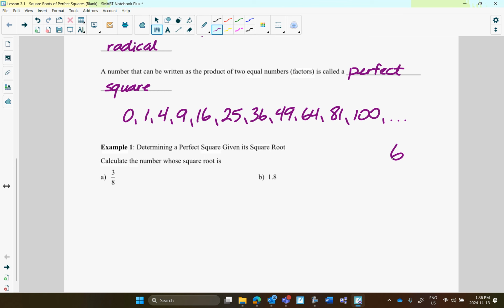36. How can you figure that out? Just go 6 times 6. What number, when I take the square root, gives an answer of 9? 81, 9 times 9. So follow that pattern. What number, when I take the square root, gives 3/8? Exactly. You take 3/8 and multiply it by itself. And you get 9/64.